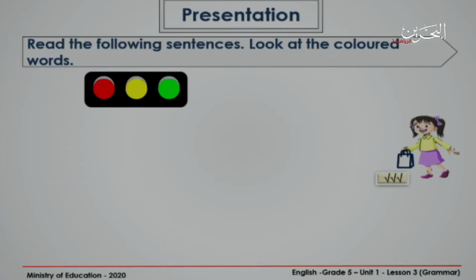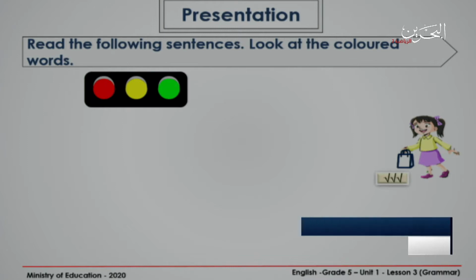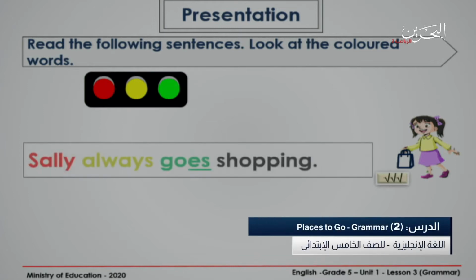Now let's look at the picture. You have one girl and here you have 3 ticks. Do you remember what 3 ticks mean? Which adverb? It's always. Very good. Now let's look at the sentence. Read it with me. Sally always goes shopping.